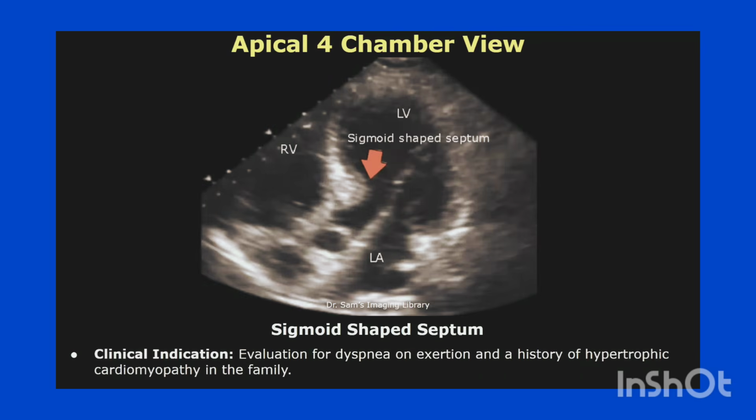Here is a report of sigmoid-shaped septum. Clinical indication is evaluation for dyspnea on exertion and a history of hypertrophic cardiomyopathy in the family.